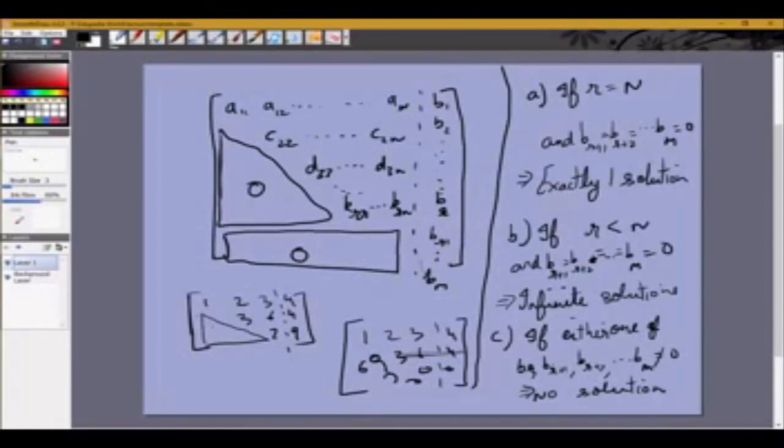So again, repeating, this case is the best case where it tapers off to a triangle. You have one entry at the end here apart from the augmented column. That is exactly one solution. You have many entries here, that is infinite solutions, and you actually have some entries non-zero here. In the first two cases, A and B, these entries were 0. If any one of these is non-zero, you do not have any solution.